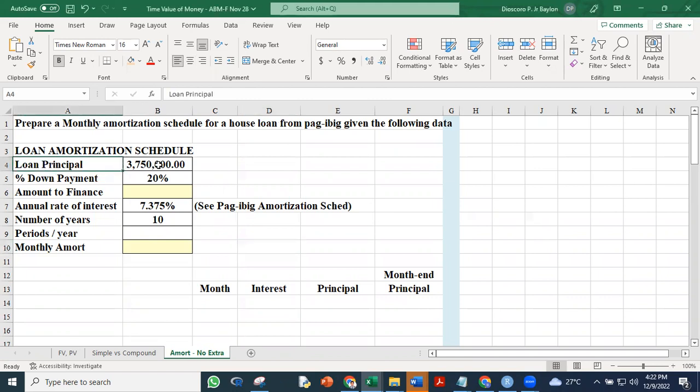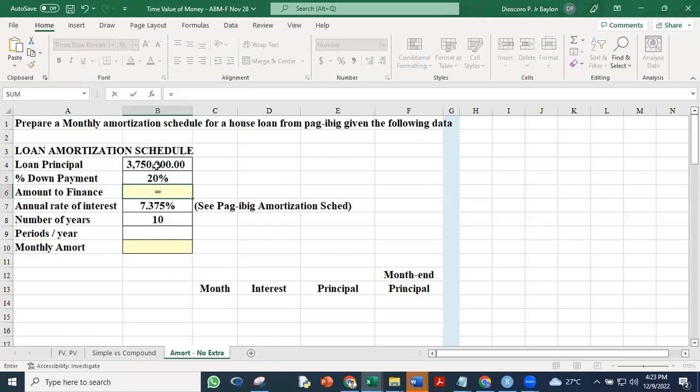Suppose we're going to loan a house worth 3.75 million, and Pag-IBIG always requires an equity or a down payment or a contribution from the loaner. So let's assume that the contribution is 20%, which means that what we can loan will only be the market value multiplied by 1 minus the down payment. In other words, we can only loan 80%, so that makes 3 million. This is the loanable amount.